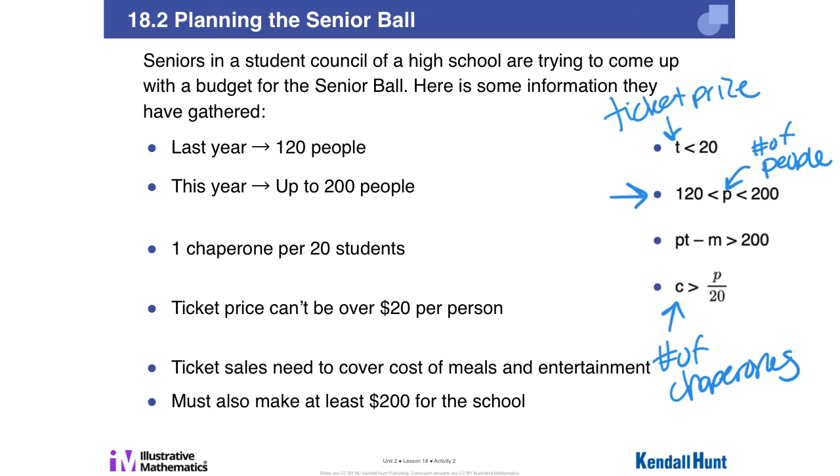And then this third one right here, P was the number of people, T is the ticket price, M is going to be the cost of meals and entertainment. The number of people times the price per ticket, that's how much money you make. And then if you subtract off those expenses, the meals, we still have to have that be over $200 because we have to make at least $200.